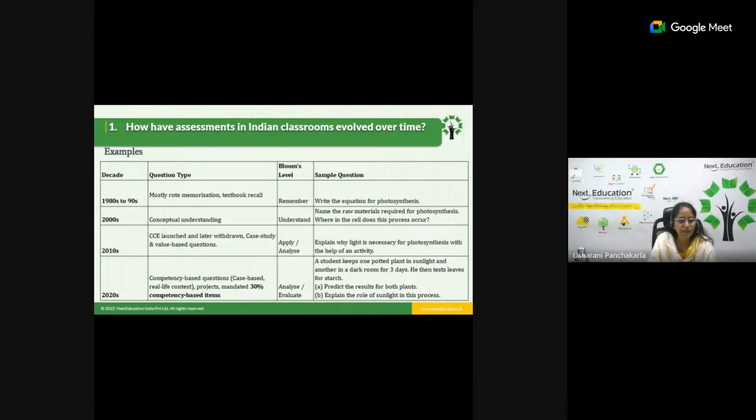Coming to how assessments in Indian schools have evolved over time. Here you can see across the decades, from 1900s to 2000 to 2010 to 2020, how the question types have changed. And these are some of the sample questions that have been taken from across the board papers. From 10th grade, we have taken some samples to make you understand how the pattern of questions has changed across the decades.